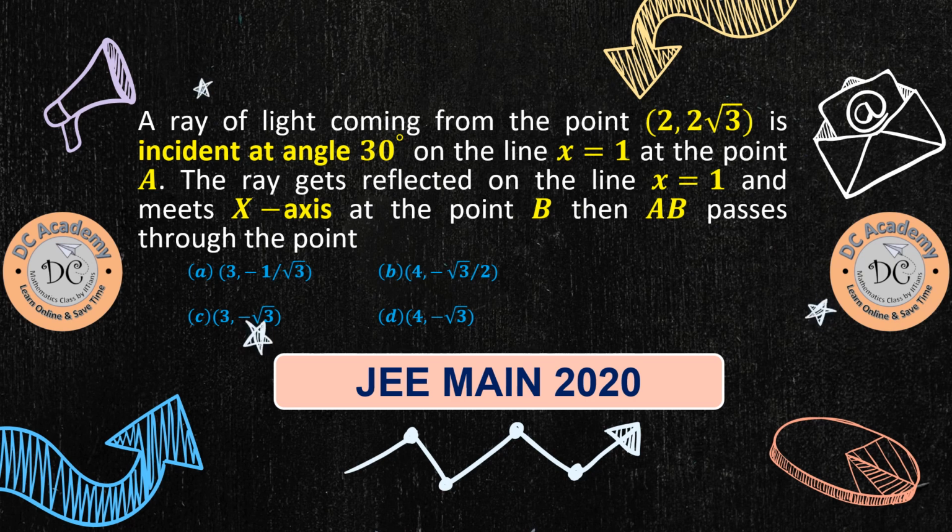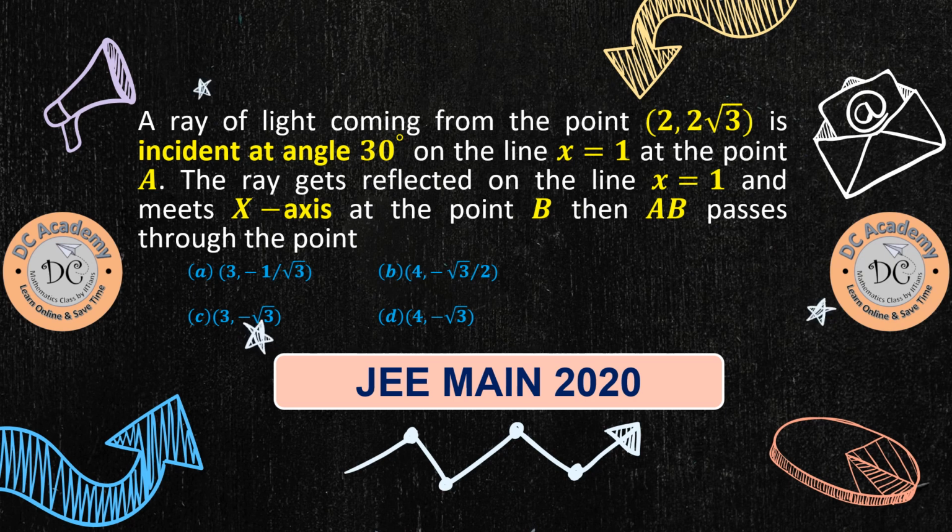It says that we have a ray of light coming from the point (2√2, 3) with an incident angle of 30 degrees corresponding to the line x equal to 1. It is coming to the point A, okay? And it's reflected back by the straight line x equal to 1. And the reflected ray meets the x-axis at a point B.